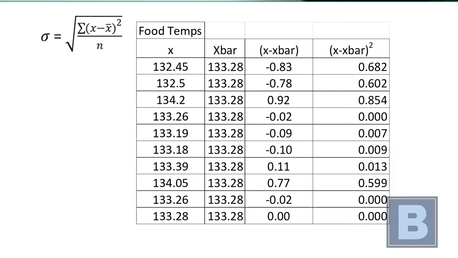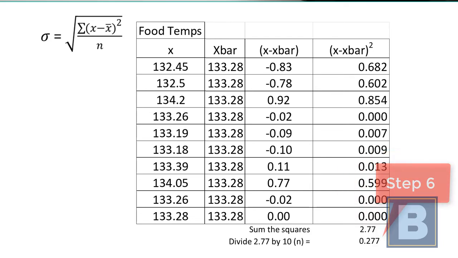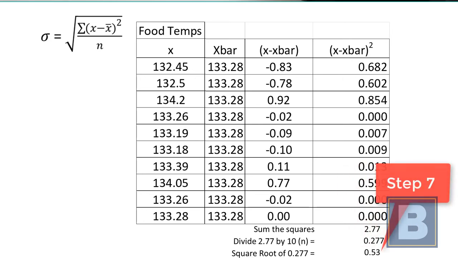Now, step 6, we divide this number by the number of individual data points. For this example, that would be 10 because we have 10 data points. So 2.77 divided by 10 equals 0.277. For step 7, we take the square root of our step 6 result and we get a value of 0.53. And 0.53 is our standard deviation.